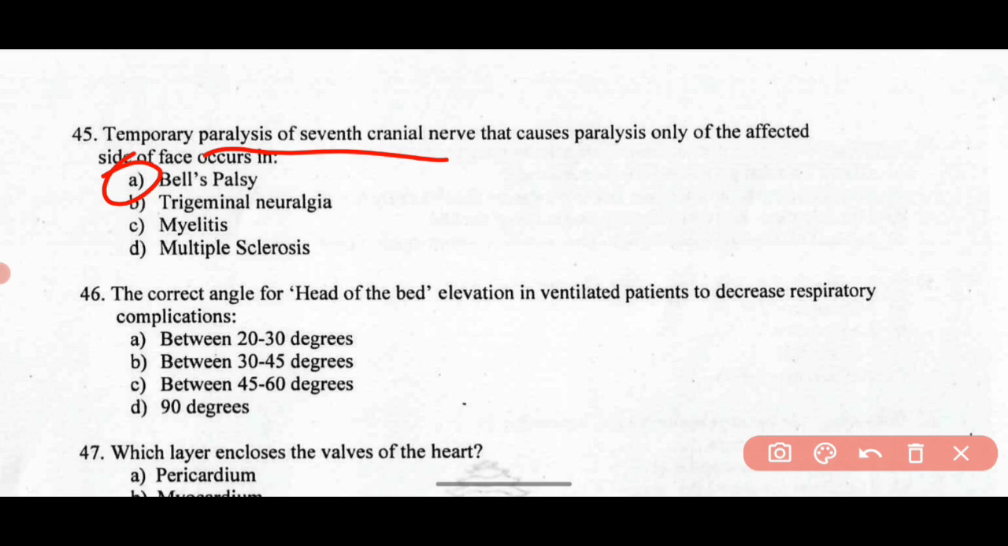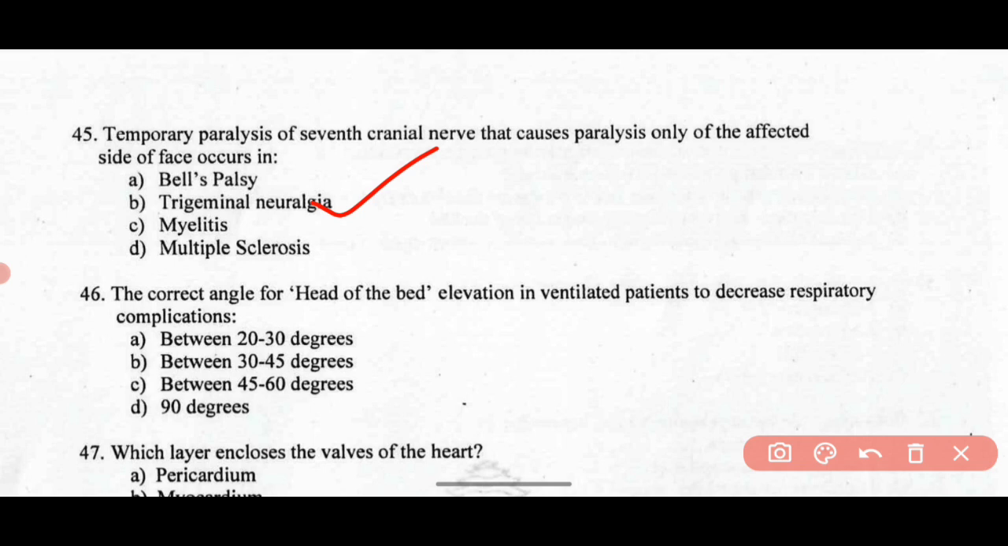What are the other options? Trigeminal neuralgia means severe pain caused by the trigeminal nerve. The trigeminal nerve is the largest cranial nerve, and the longest cranial nerve is the vagus nerve. I am talking about cranial nerves. The longest cranial nerve is the vagus, and the largest cranial nerve is the trigeminal nerve.